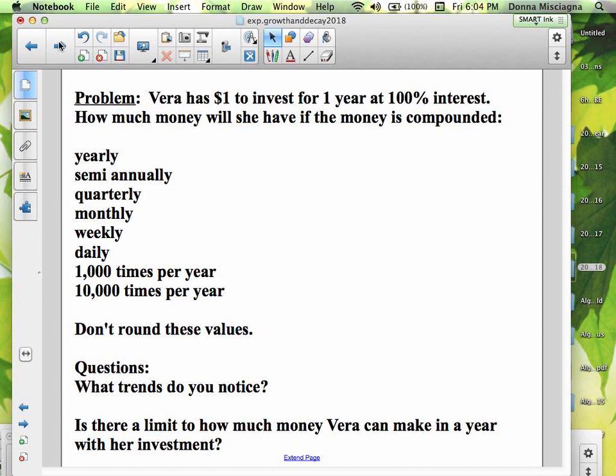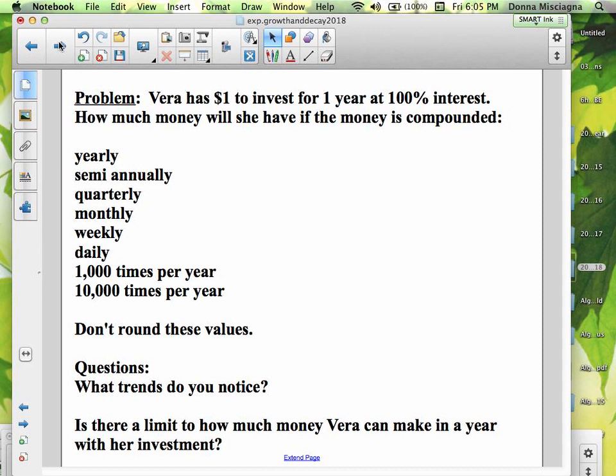What's the most amount of money Vera could have? So that means when it's compounded 10,000 times a year, or maybe more, what's the most amount of money you think Vera's going to have in the account? All right, write that down somewhere. Make a guesstimate, all right? And let's see how close you are to the guesstimate. I think that'd be kind of interesting. And then tell me on Monday how close you were, all right?